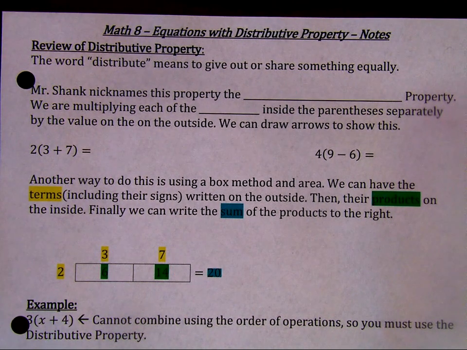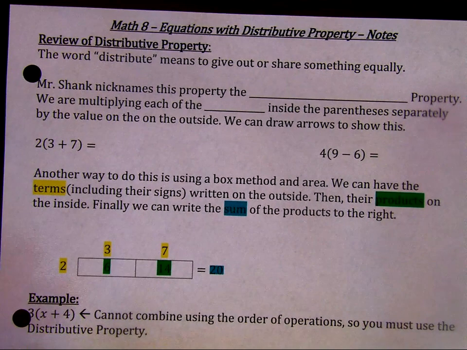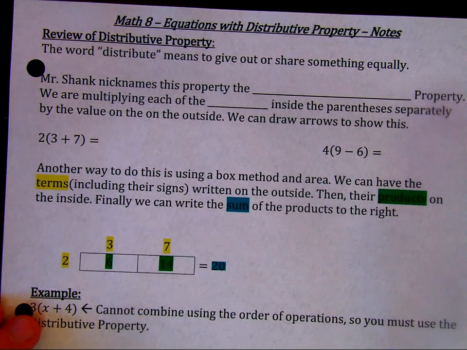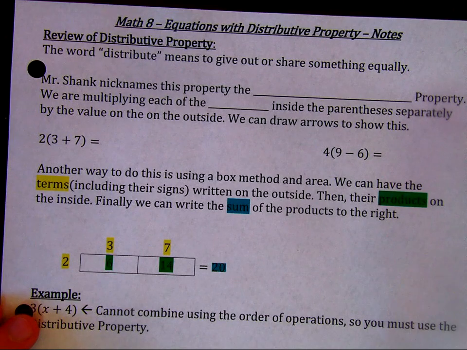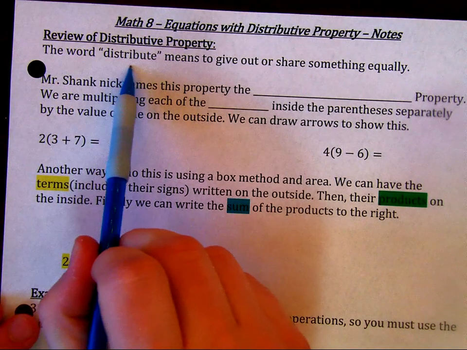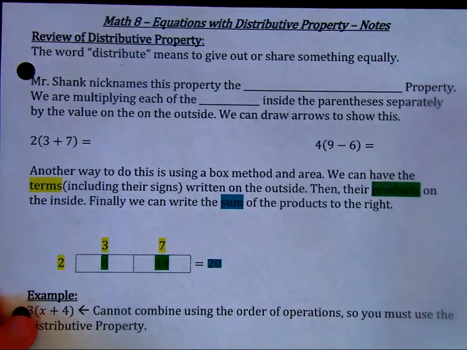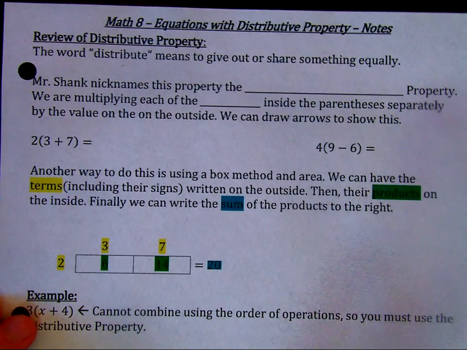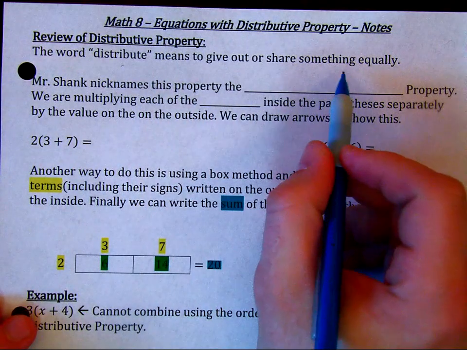So we had this distributive property from before, same ideas, but we want to make sure that we are able to solve. So just a quick review of distributive property. Again, the word distribute, you can kind of think of FedEx or Postal Service, Amazon, whatever you might call it. The word distribute means to give out or share something equally.